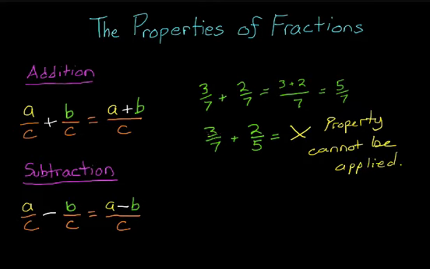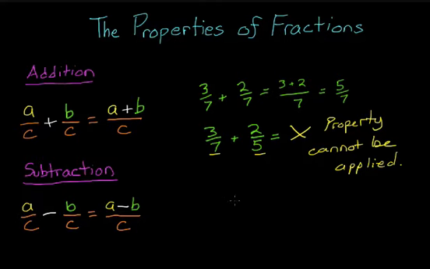Now, that doesn't mean you can't add 3/7 to 2/5, but you can't use the addition property of fractions. There are some steps you have to go through in order to use the addition property of fractions. And the reason you can't use it is because the form of this expression doesn't match the form of this expression, mainly because you have two different denominators, 7 and 5. And in the property, it states that you need the same denominator, represented by the variable c here.